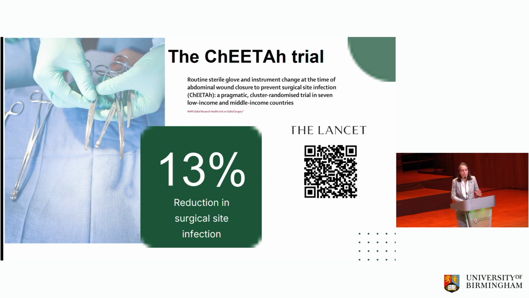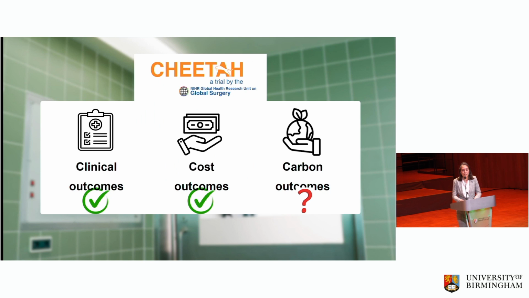It recruited over 13,000 patients across 7 low-middle-income countries, and it actually did show that introducing a change of gloves and instruments before closing the abdominal wound does lead to a reduction of 13% in surgical site infection when compared to routine practice. So we know from this trial that this intervention is clinically beneficial. A cost-effectiveness analysis was then completed that showed that the trial intervention is also cost-efficient compared to the routine practice. So we have outcomes with regards to clinical and costs.